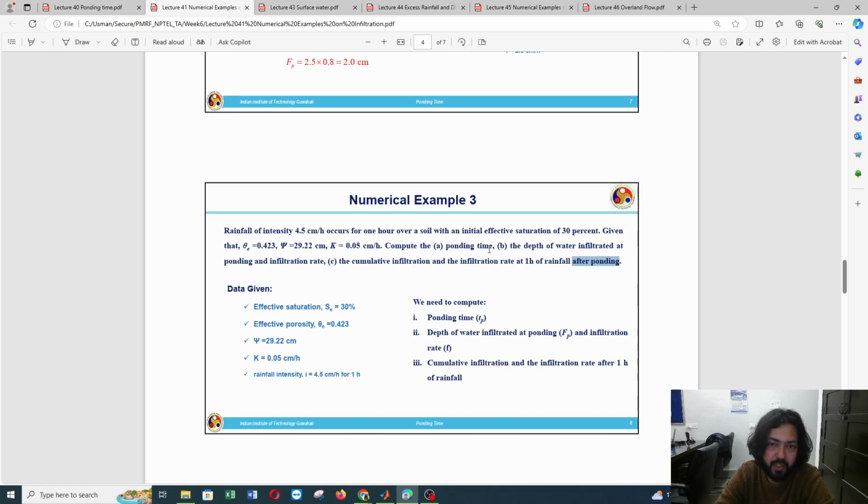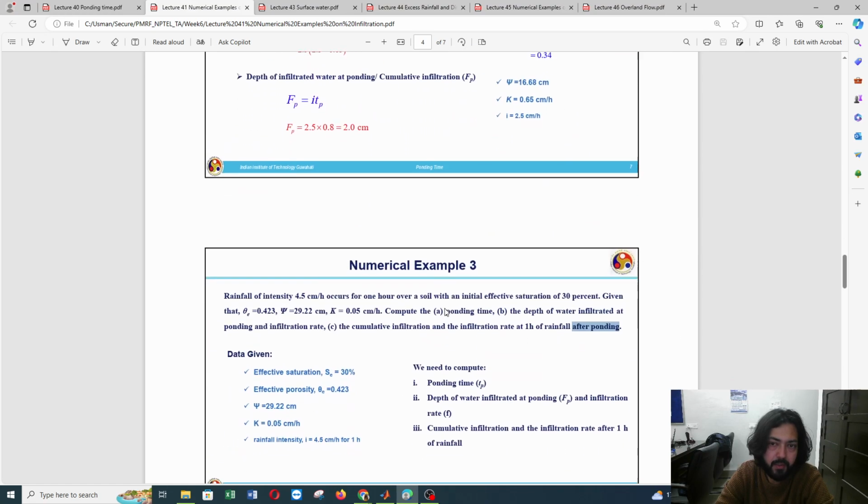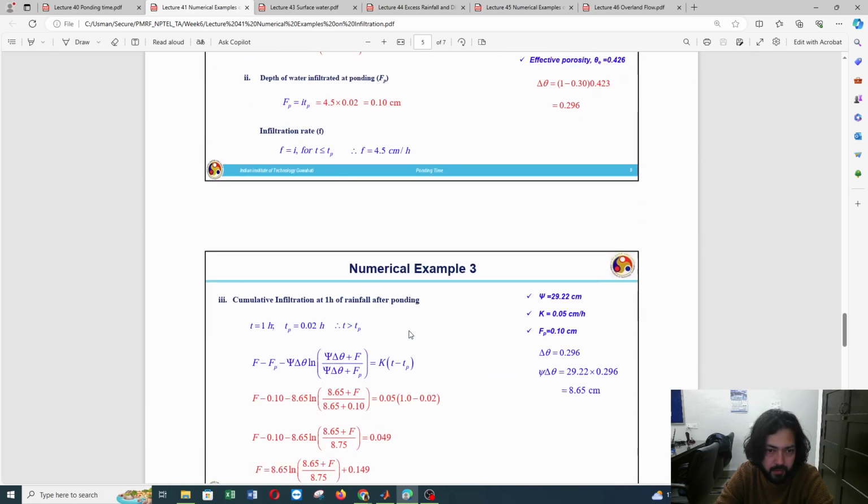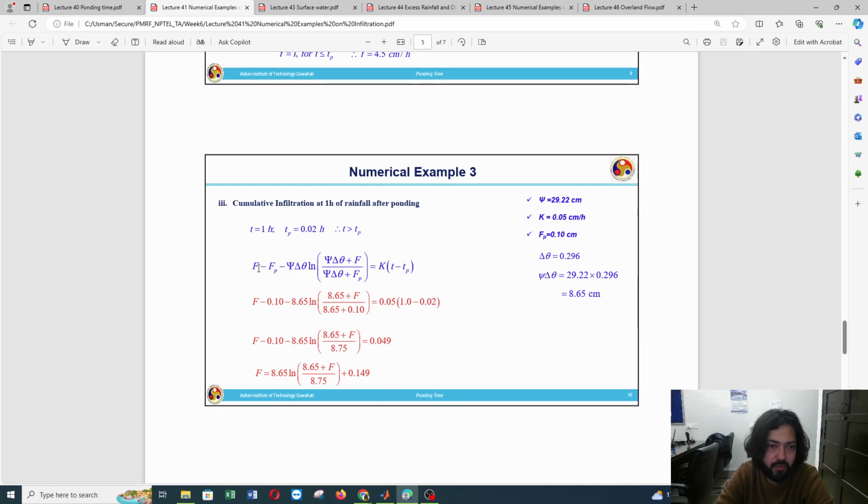So the first 2 cases were same for the prior sum, so we can directly jump on to the third case for after ponding. So for the after ponding scenario, we have this equation. So what we are going to do, we need to calculate F. So we are going to develop or modify the equation where we are going to keep the entire equation in terms of F. So this is the equation.